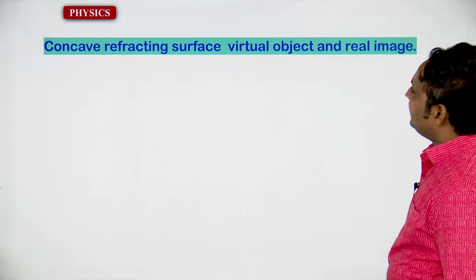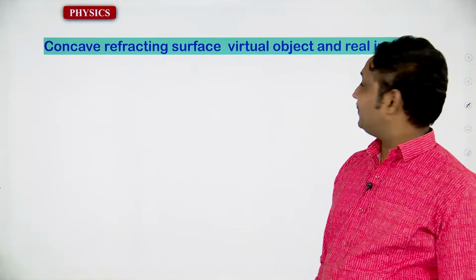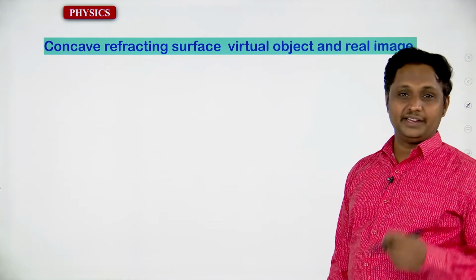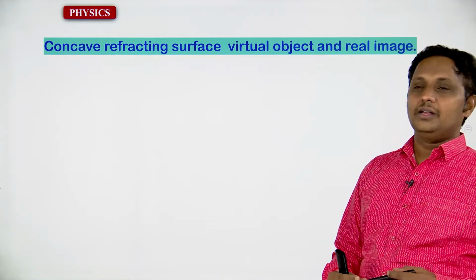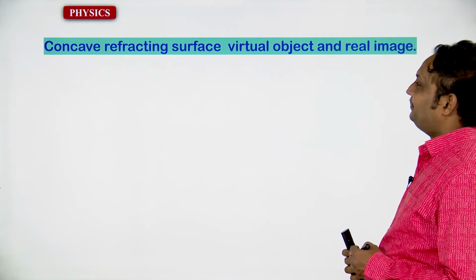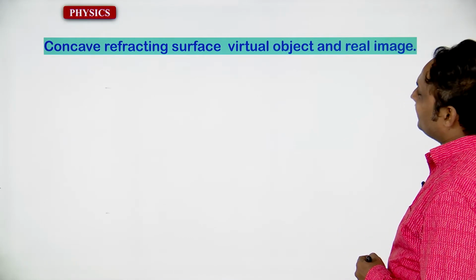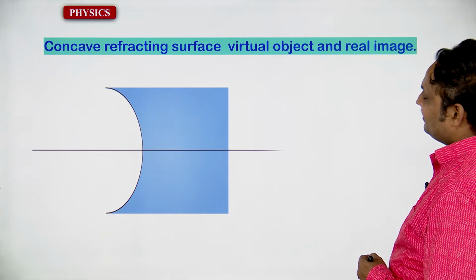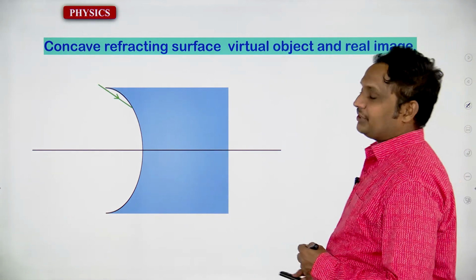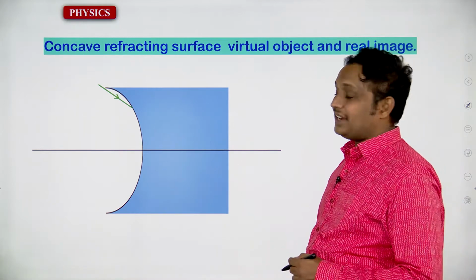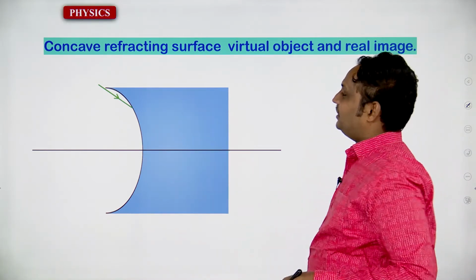You have to get that concave refracting surface, virtual object and real image. This is very clear, we would like to go for that. Yeah, you have to confirm virtual object and real image, just you have to see. This is going to be a single concave refracting surface. The light ray has been incident, you have to see that.